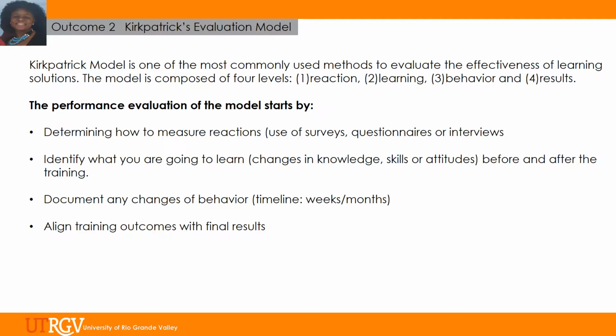The four-level model itself consists of 4 levels. Reaction is 1, 2 is learning, 3 is behavior, and 4 is results.